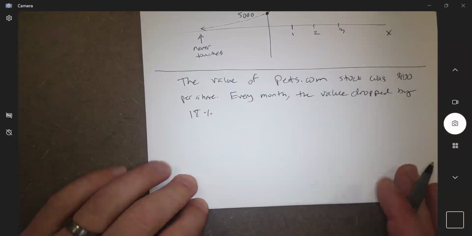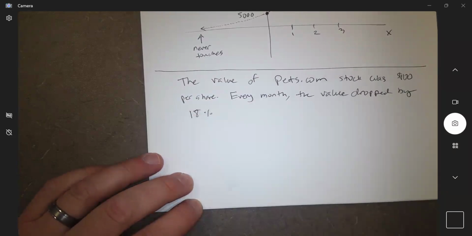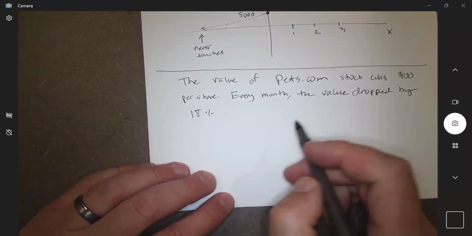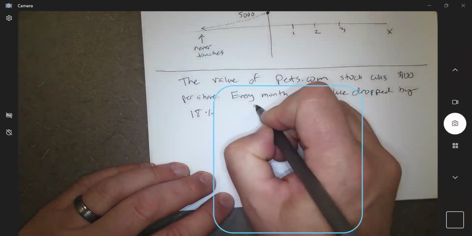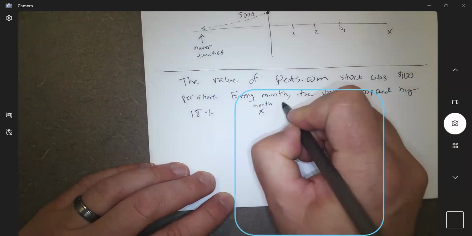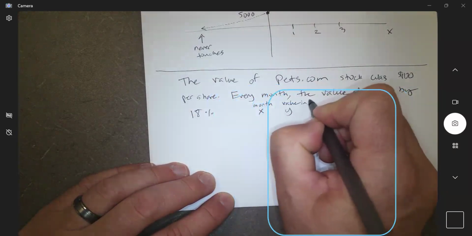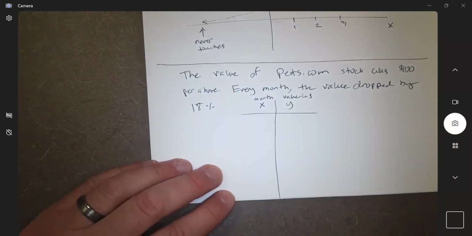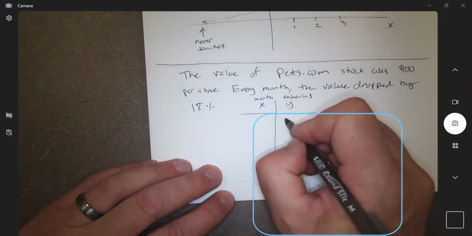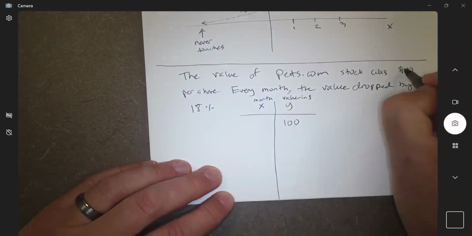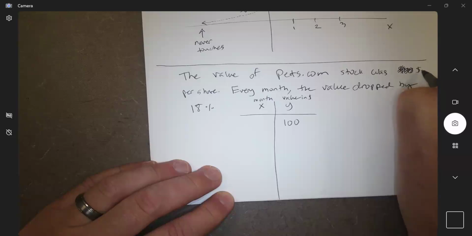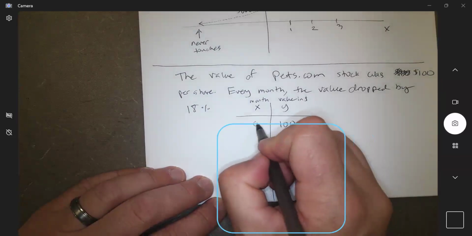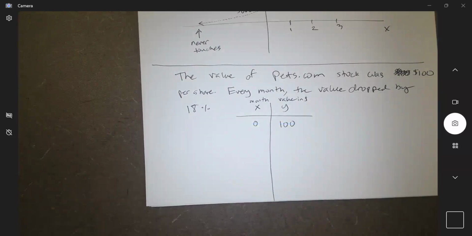Okay, so let's explore this using a table again. I think that's probably a good way to do it. It's going to give us some intuition. So let's do X, which is months, and Y, which is value in dollars. How much was it worth at the beginning? 100. And so that was at the beginning, so we'll say X equals 0 then.